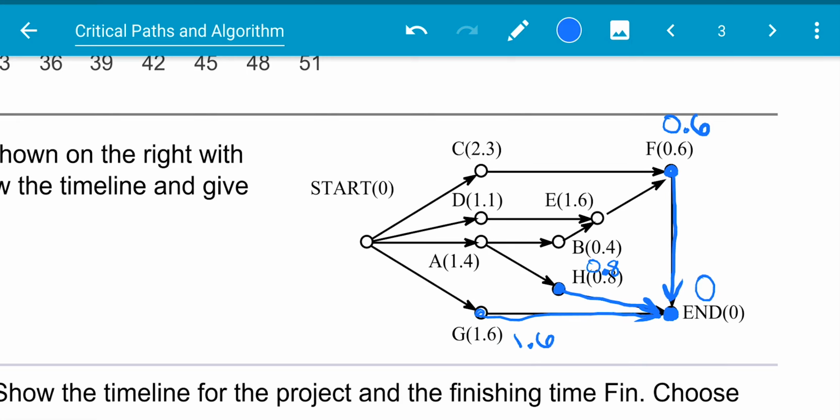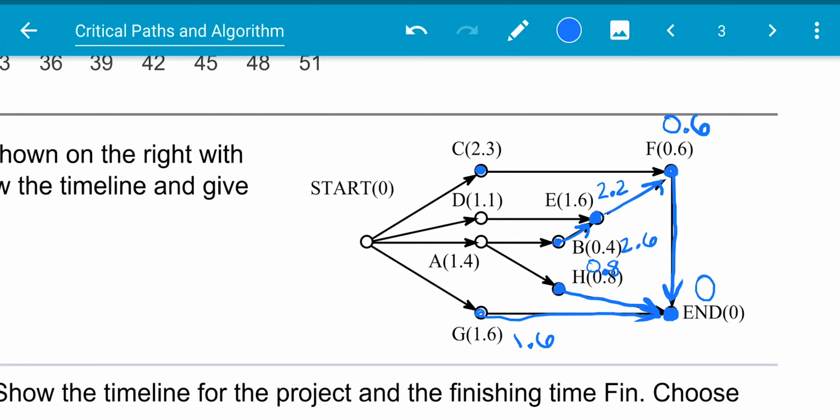Now we're going to go from E. The only place we can go is from E to F, so we're going to do 1.6 plus 0.6, so we're going to have 2.2. All right, now we're going to have B is 0.4, plus 2.2, so we're going to have 2.6 for B, and then to the end.